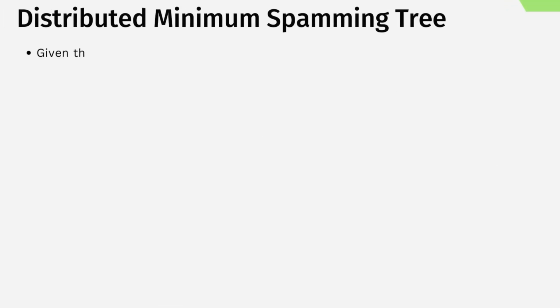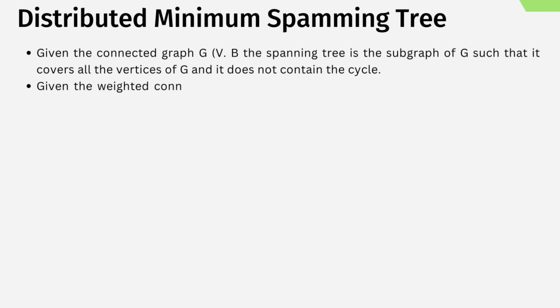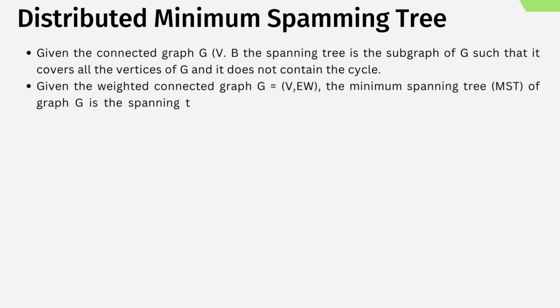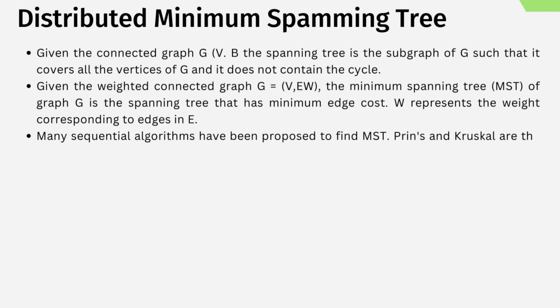Distributed minimum spanning tree. Given the connected graph G(V, E), the spanning tree is the subgraph of G such that it covers all the vertices of G and it does not contain a cycle. Given the weighted connected graph G = (V, E), the minimum spanning tree, MST, of graph G is the spanning tree that has minimum edge cost. W represents the weight corresponding to edges in E.